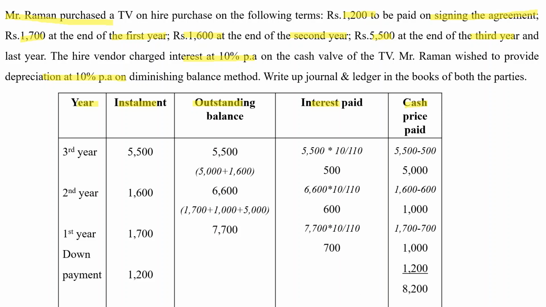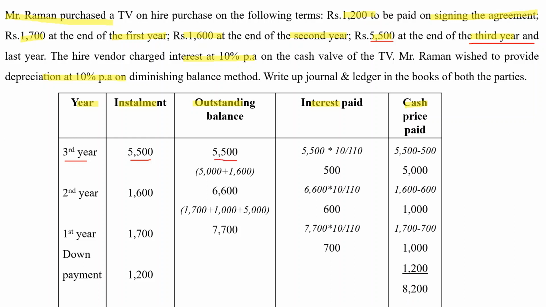Okay, for calculating cash price, we should start from the last year onwards. The last year, that is the last payment, is the third year. See, third and the last payment. So the third installment is the last installment. So I am starting the answer with the third year. What is the installment amount? Third year installment amount is 5500. So I have written 5500. Outstanding balance on the third year is 5500.